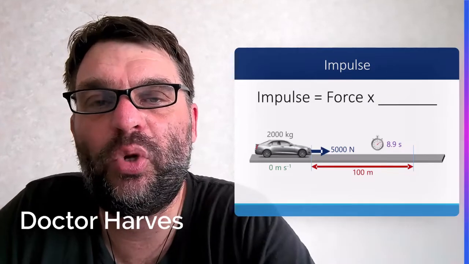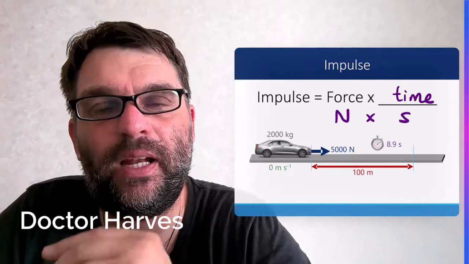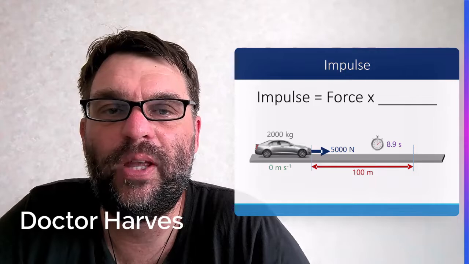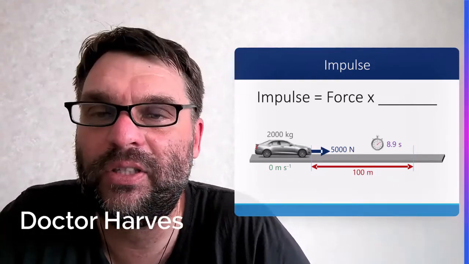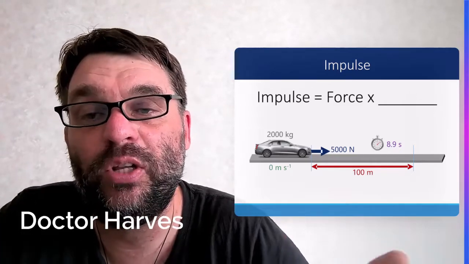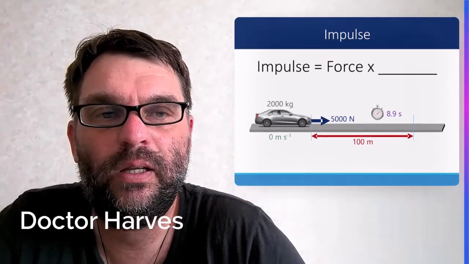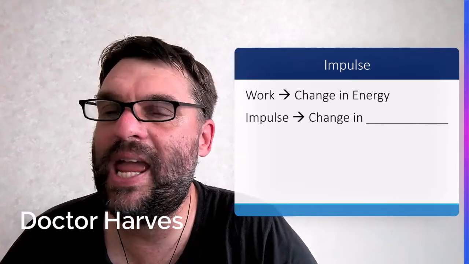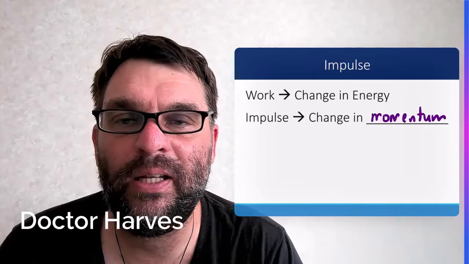And impulse, which is a new concept, is going to be equal to the force times the time it takes to travel 100 meters. In this particular case, 8.9 seconds. So the impulse will be 5,000 times 8.9, or 44,500, and the units, because it's force times time, are Newton seconds. So work is basically the change in energy, and impulse correspondingly is going to be the change in momentum.